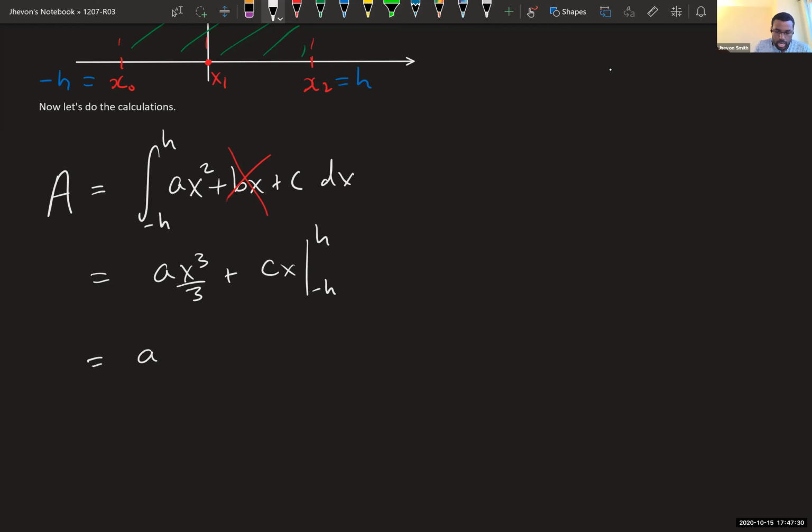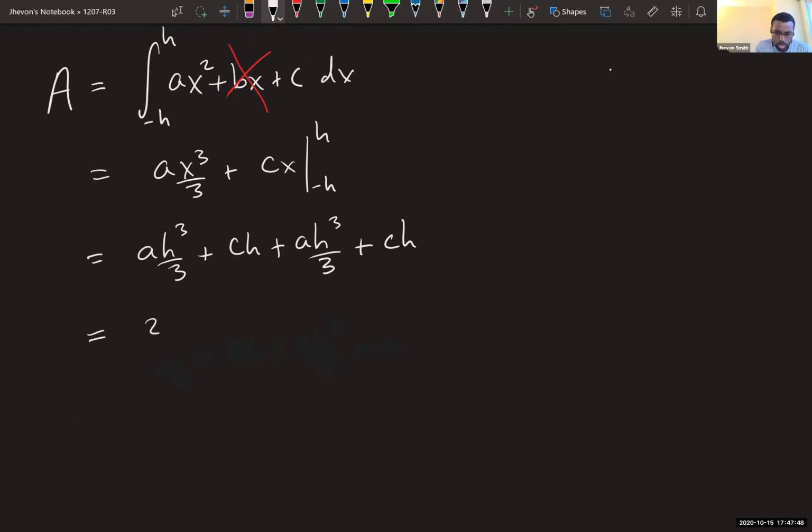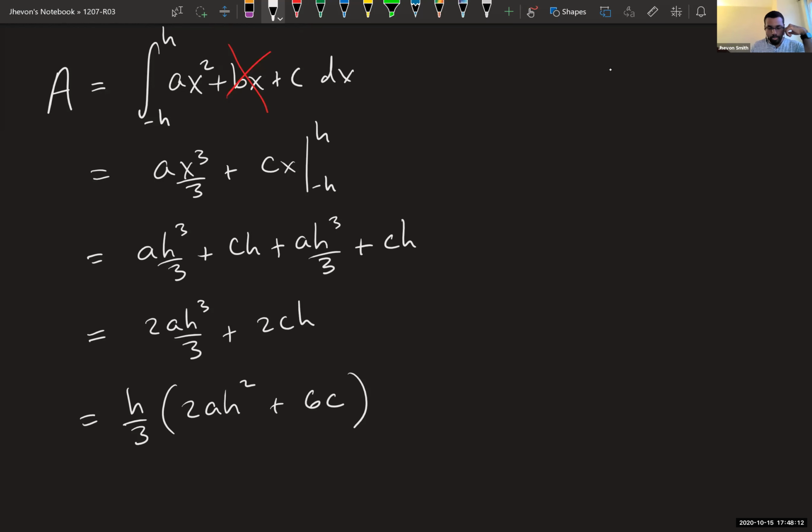And so this is going to be ah cubed over 3 plus ch, plus another ah cubed over 3 plus ch. So this becomes 2ah cubed over 3 plus 2ch. Let's factor out the 1/3 and the common h just to get rid of fractions here. So this is h over 3 times 2ah squared plus 6c. Okay, so that's the area.